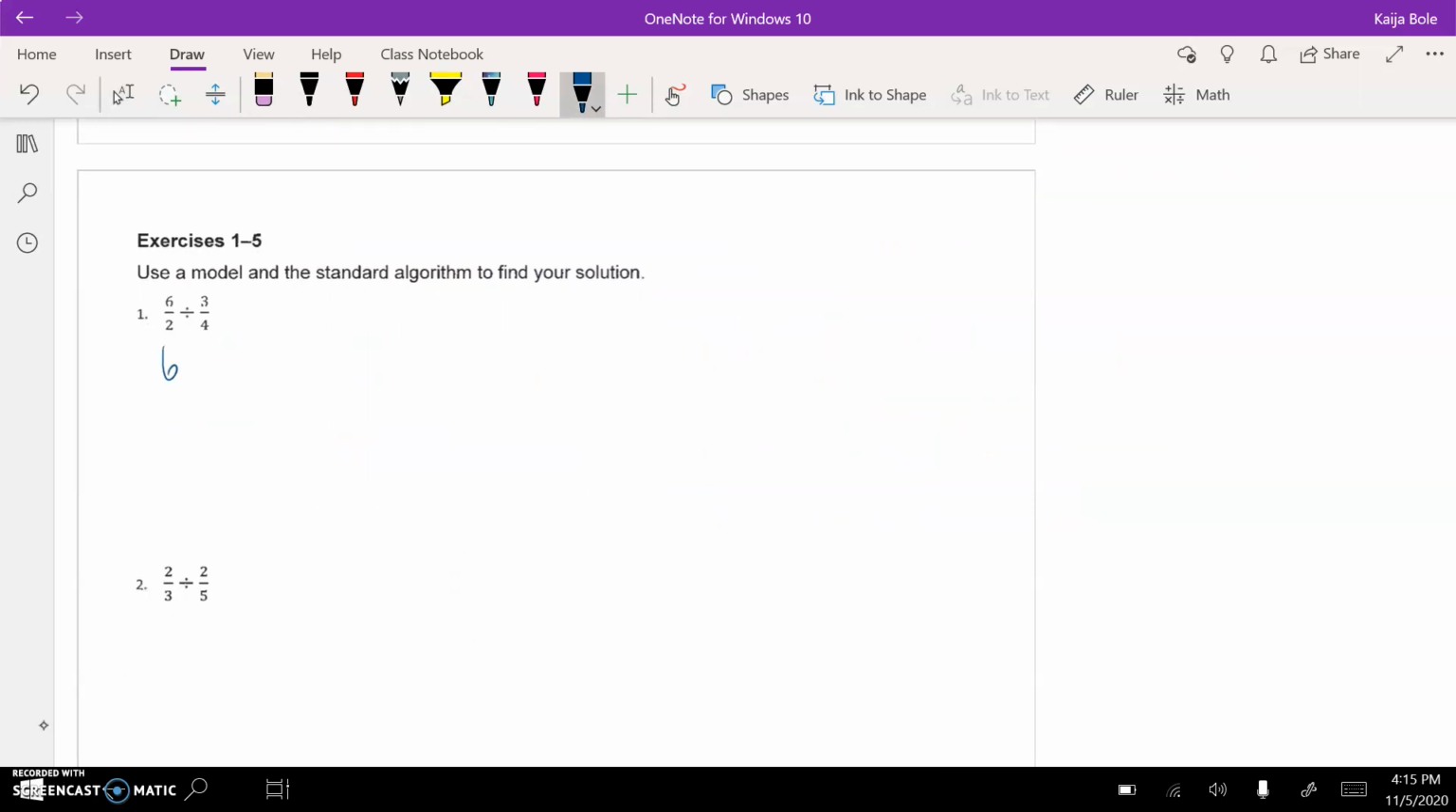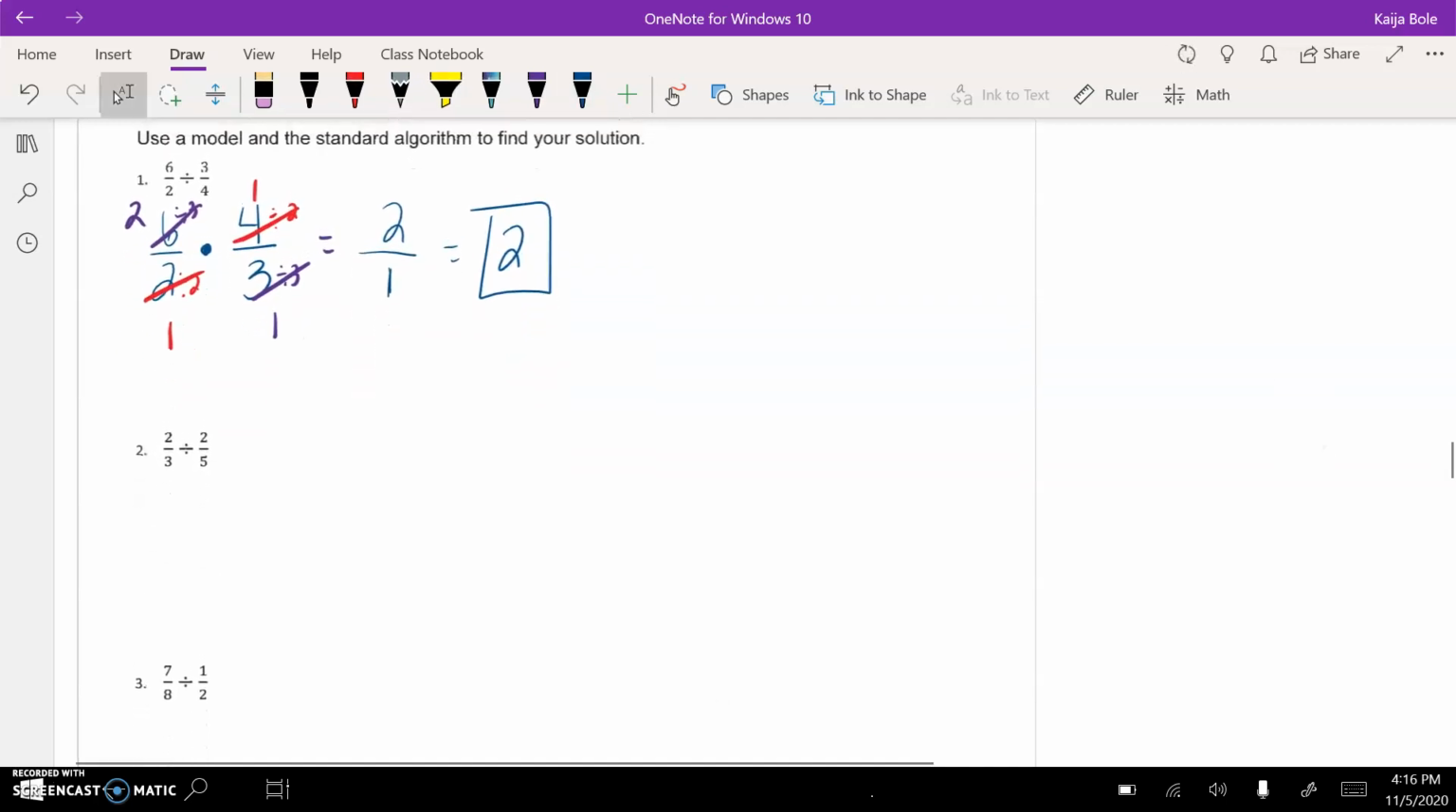So we keep the first fraction, 6/2, change to multiplication, flip the second one, 4/3, and now we check for our cross division, and I can divide the 4 and the 2 by 2. This becomes a 1, that becomes a 2. I can do, let's see, 6 and 3. I can divide both of these by 3. So this becomes a 1, this becomes a 2. So then I multiply my new numbers straight across here. 2 times 1 is 2, over 1 times 1 is 1, and that would just equal 2.